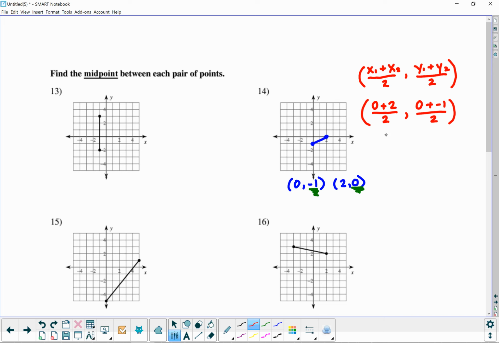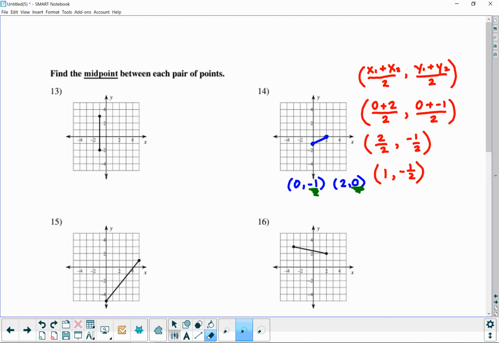By doing that, you're going to add 0 and 2 together, and get 2 divided by 2. You're going to add 0 and -1 together to get -1 divided by 2. And to work that out, that's going to give you 1, because 2 divided by 2 is 1. And -1 divided by 2 is going to be -1/2. Or you can call it -0.5 if you like. So I'm going to stick with 1 comma -1/2. And that would be the midpoint.